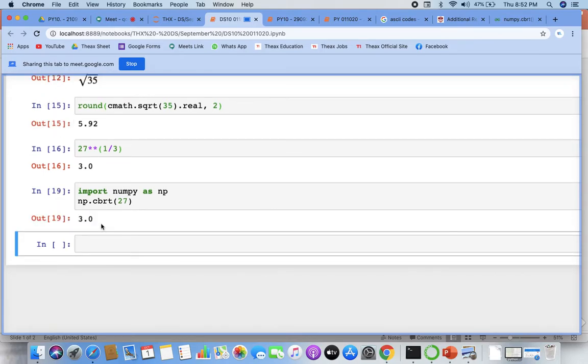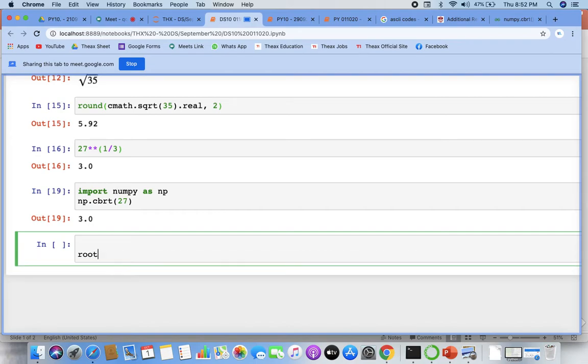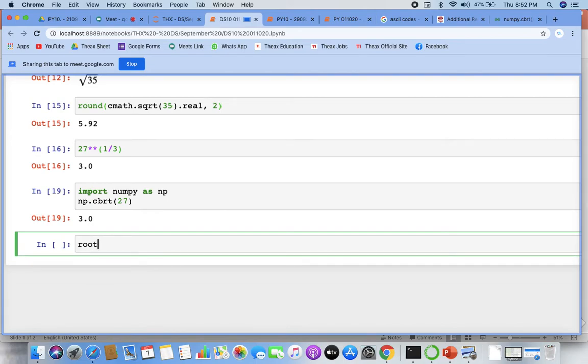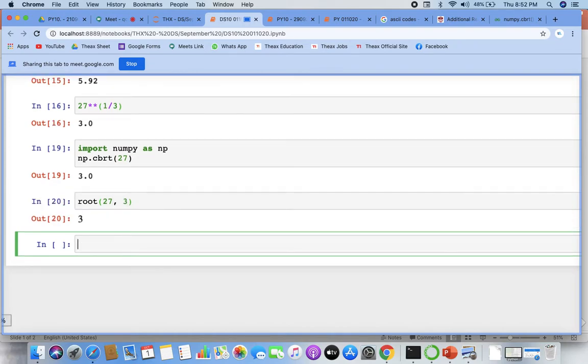Yes, answer 3. Right. But here, in SymPy, when we work with SymPy, we can just easily write root of 27. What root of 27? Cube root of 27. That's 3. Tell the answer.